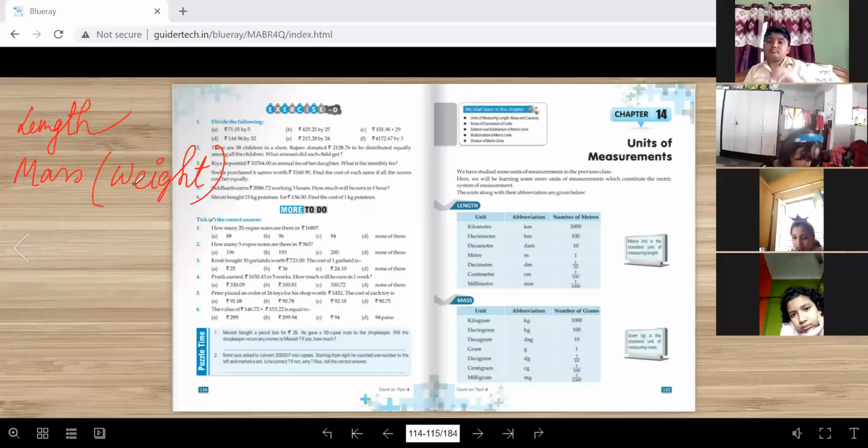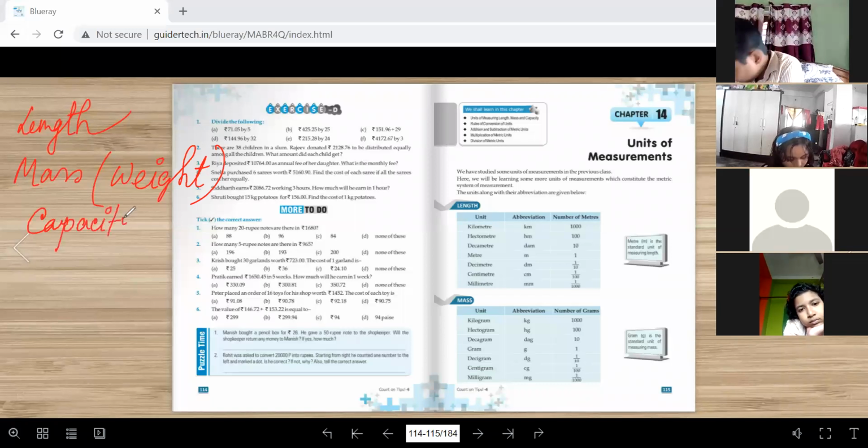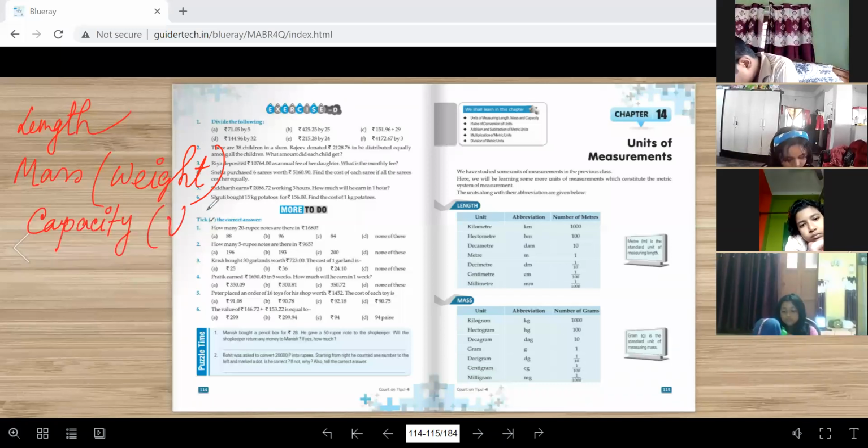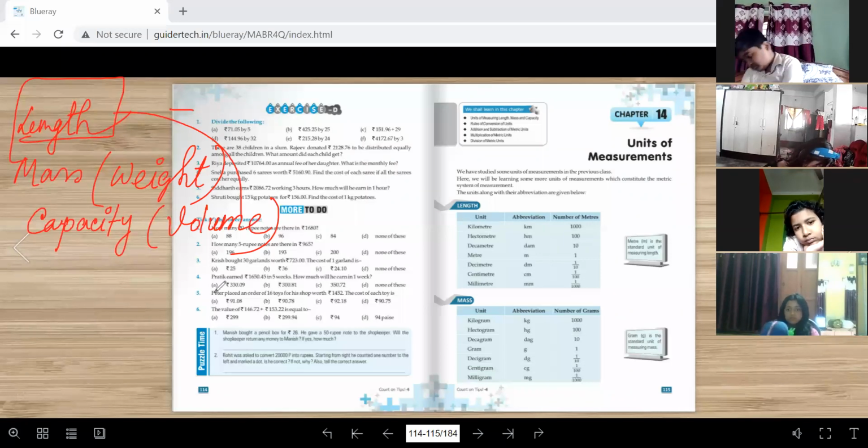Third one, capacity, that is also known as volume. Okay. Length means how much long it is.